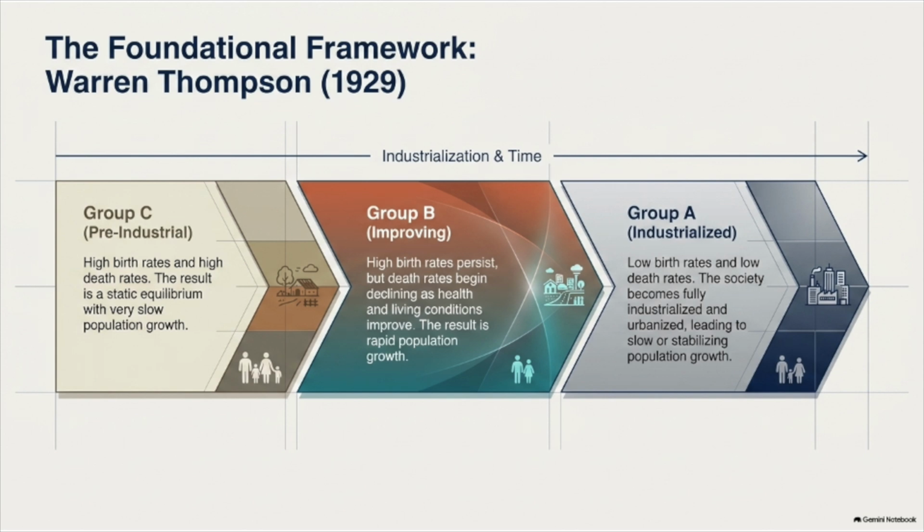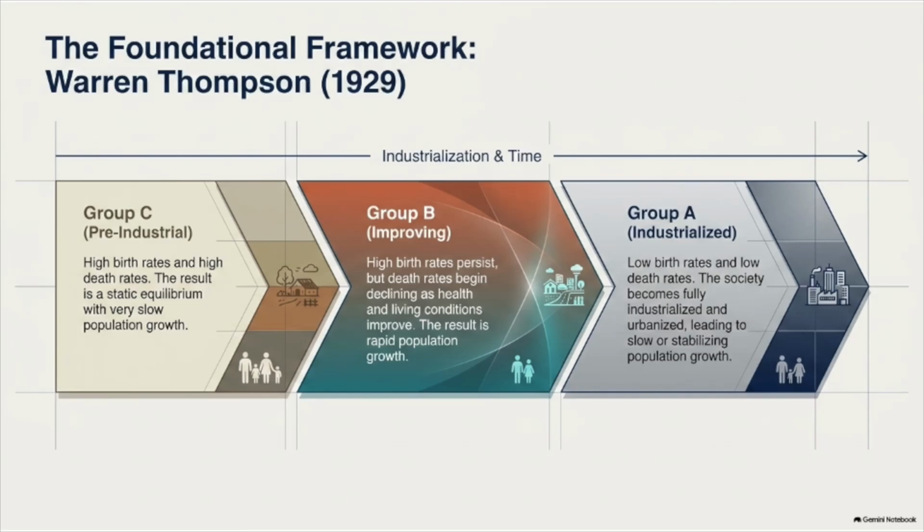He categorized countries into three groups based on industrialization and time. Group C, the pre-industrial group, had high birth rates and high death rates, resulting in a static equilibrium with very slow population growth. Group B, the improving group, saw high birth rates persist, but death rates began declining as health and living conditions improved, resulting in rapid population growth.